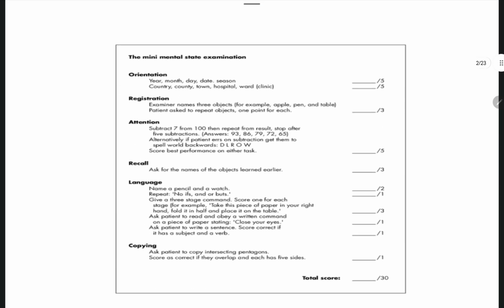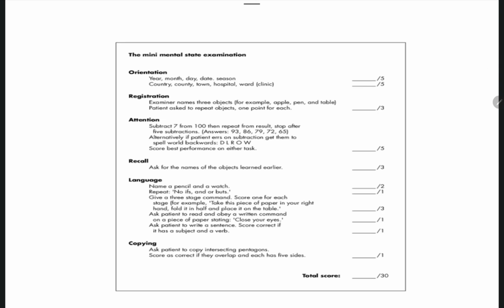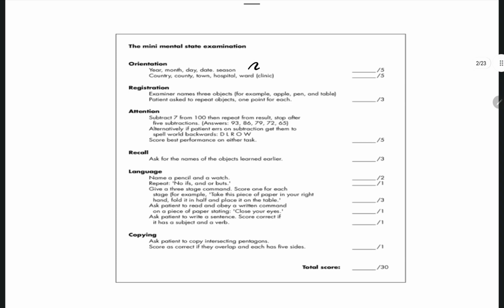So we will see what all the components are that come under the mini mental status examination. The first one is orientation. In this orientation, we need to ask about the year, month, day, and casual things we can ask the person. And registration. The examiner has to take three objects, for example, apple, pen, and table. Simple things they will ask in the registration component, and next they will check for attention.